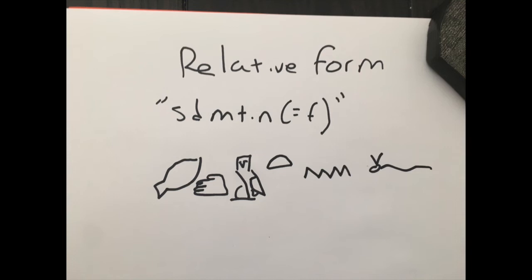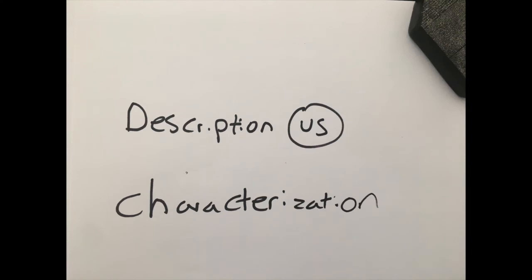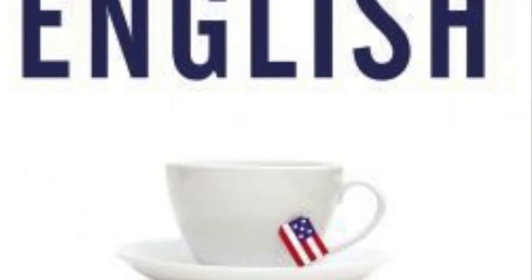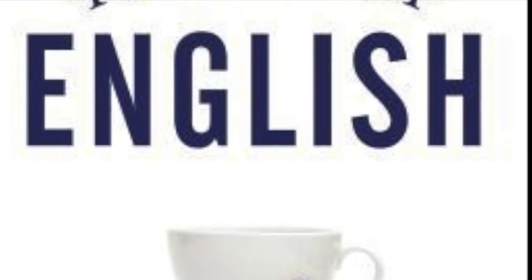So let me explain how the relative form works, because it's a little different, and that's mostly because we're dealing with description of something like he hears, he sees, he loves, to characterization of someone. And that takes a little bit to wrap your head around, because we don't have that in English. This tense doesn't exist.